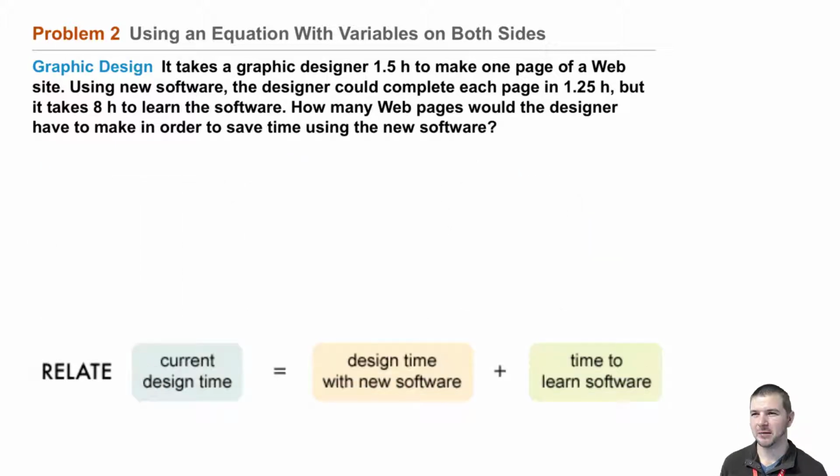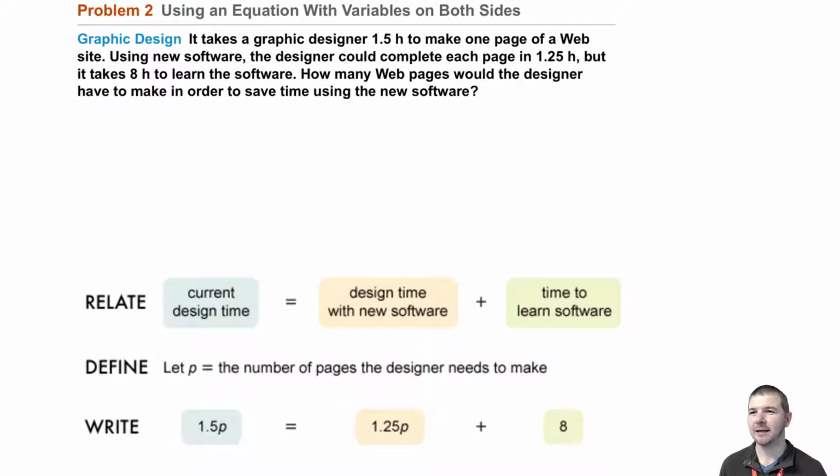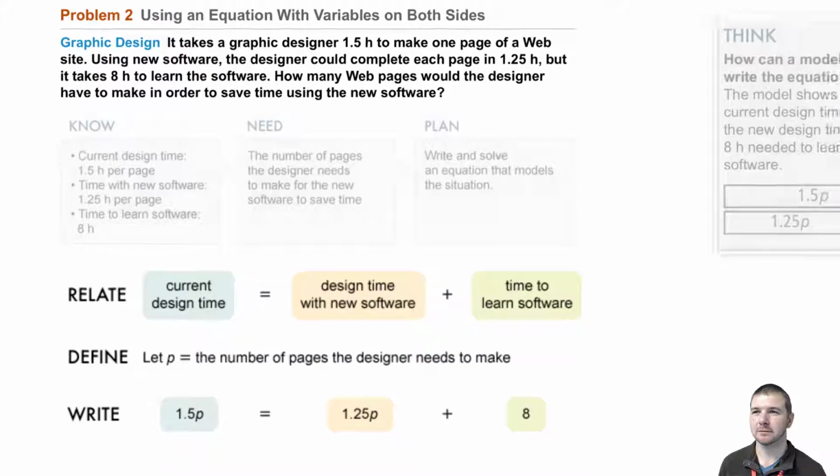First, we can relate the variables. Current design time equals design time with new software plus the time to learn the new software. That's what we're interested in. We're interested in the amount of pages it takes to make these two things equal. Then we'll define a variable. We'll let p equal the number of pages the designer needs to make and write the equation. 1.5p equals 1.25p plus 8.